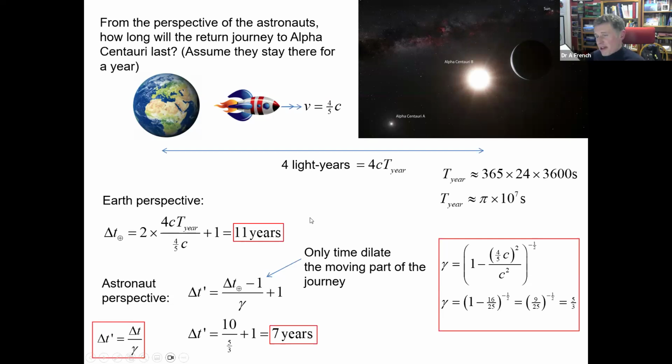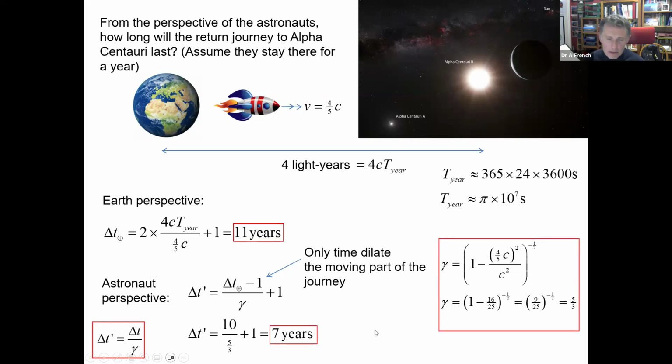But what about the astronaut? Well, for the moving time, we've got to remove the 1 year from it. So the 10 years divided by gamma, plus 1, of course, is how much time has elapsed. And if you work it out, gamma is 5/3. If you use Pythagorean triples and that kind of thing, you get some nice numbers out of this. So the astronaut's time will have elapsed by only 7 years.